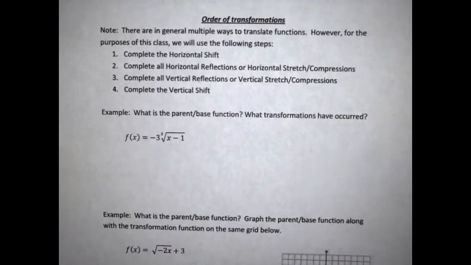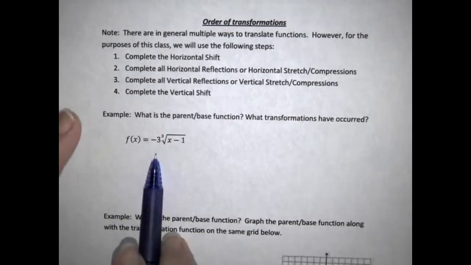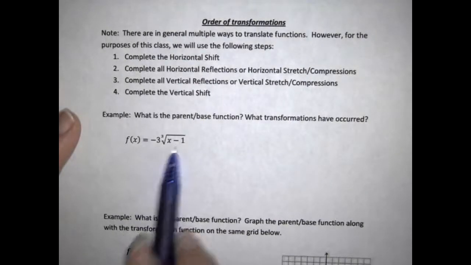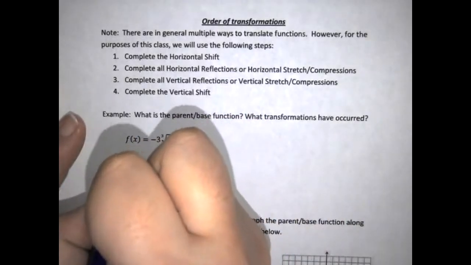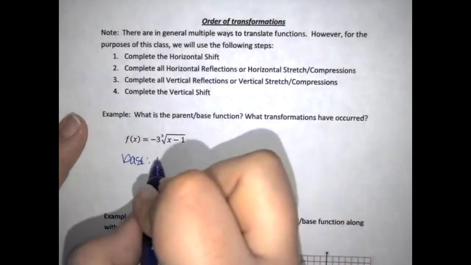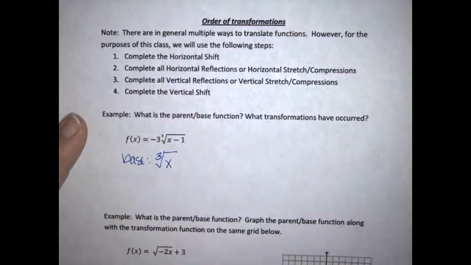Now, the other thing we have to make sure that we can do is identify your base function. In other words, you're identifying the absolute bare minimum before anything's been added to it. So we have this function here that is negative 3 times the cube root of x minus 1. The first thing we need to know is what base you're working with. Well, in this case, we're talking about the cube root of x.